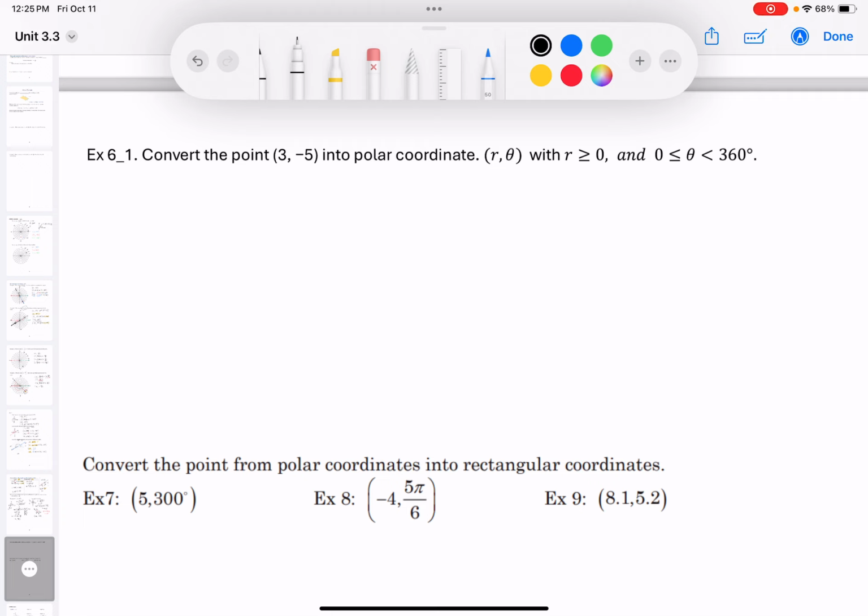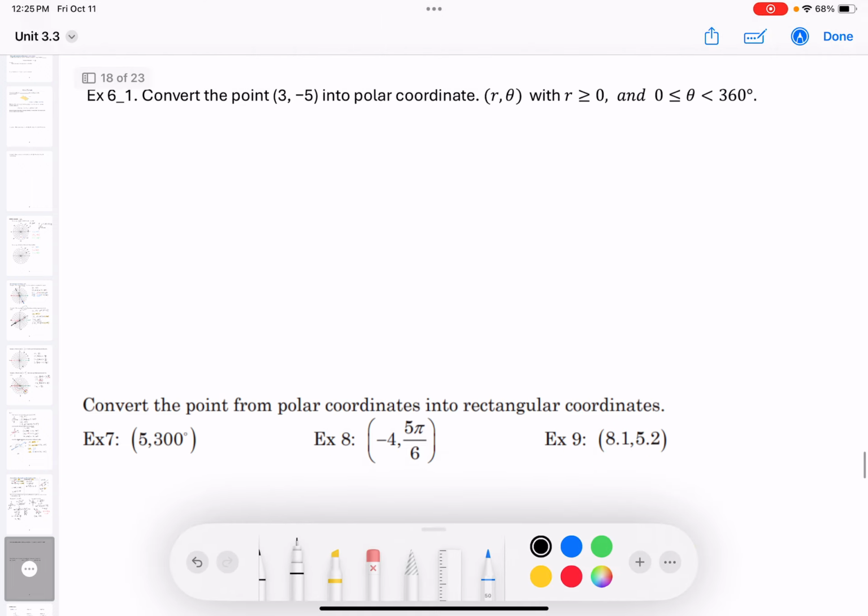Convert a point into polar coordinates r, theta. R is positive, theta is in one revolution, and in the degree measure. Let's see this example. First, plot the point. The point is 3, negative 5. It's here. We want to find the angle, let's say alpha or theta or any letter. Finding the r is easy.